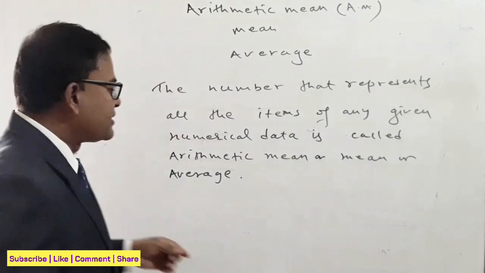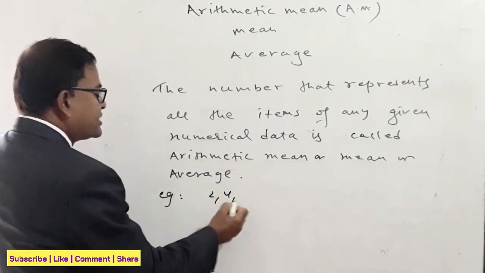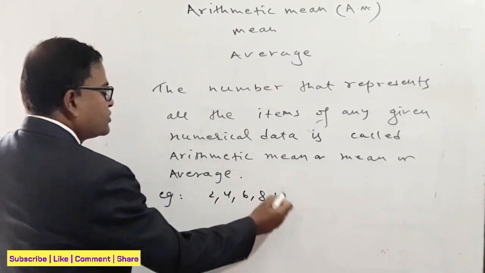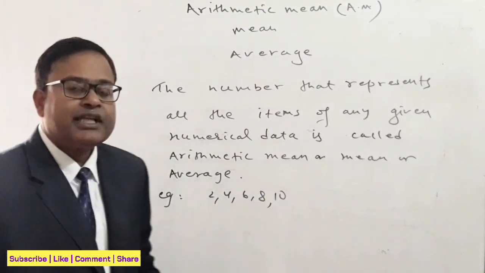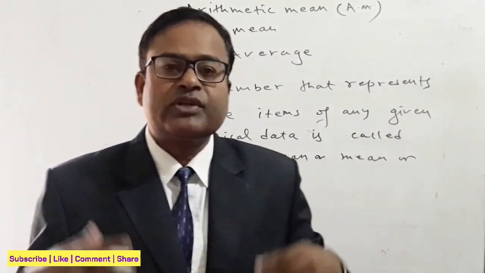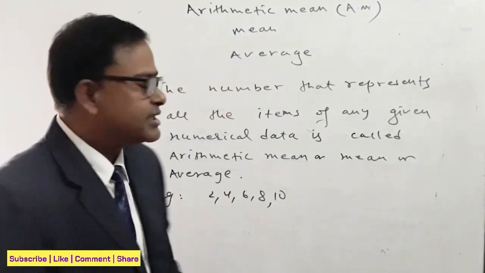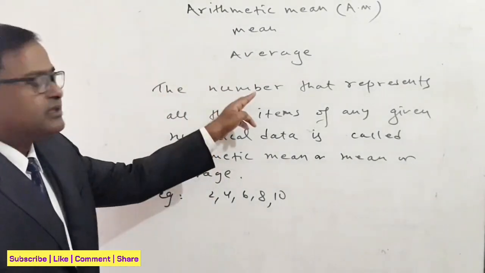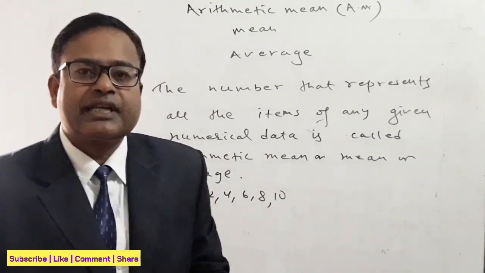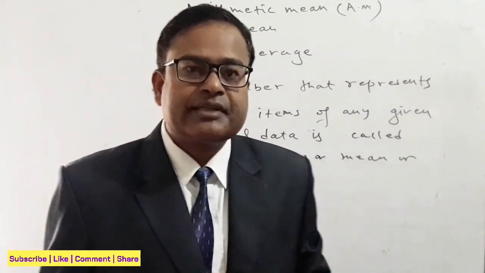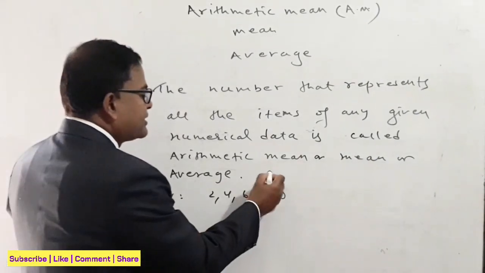Let us take one example: 2, 4, 6, 8, 10. Suppose a student has got 2, 4, 6, 8, 10 in 5 different subjects. Now we are going to find out the average marks obtained by the student. So already we know that the number that represents all the items of any given data is called arithmetic mean. Dear students, arithmetic mean is denoted by X bar.